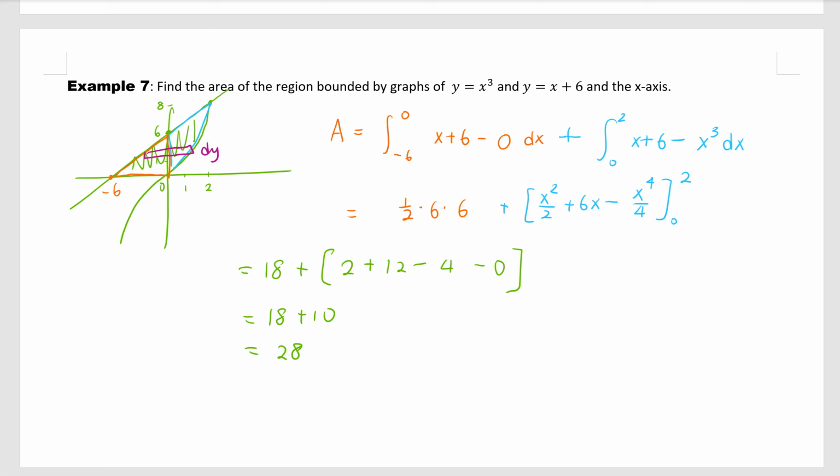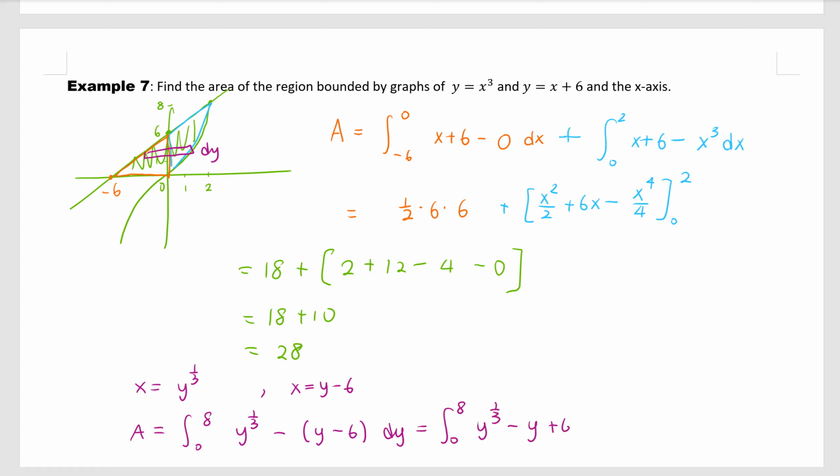If we cut it horizontally, then you want to solve for x. So first, the curve becomes the cube root of y, and then the line becomes y minus 6. Well, now my y goes from 0 to 8. The bigger function is the curve. So y to the 1/3 minus the smaller function, which is the line, dy, right? And then minus y plus 6.